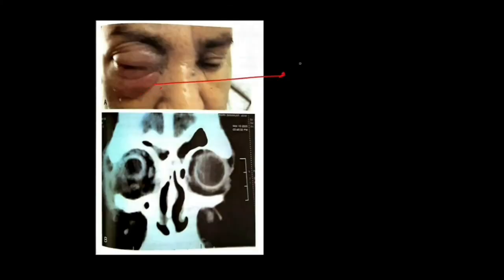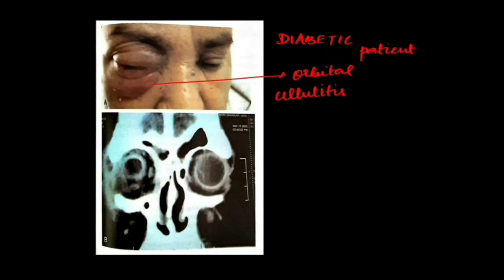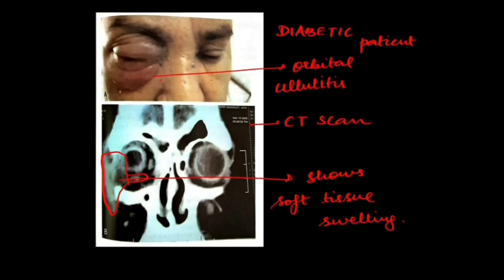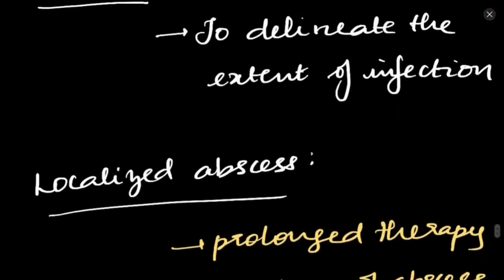So in this picture, this diabetic patient is suffering from orbital cellulitis. There is inflammation of the eyelids also. This is a CT, and we could see the soft tissue involvement, which could be used to assess the extent of infection.